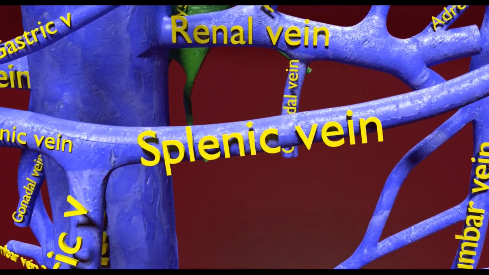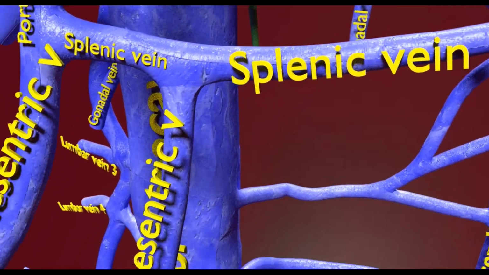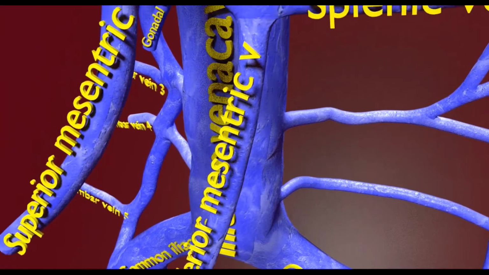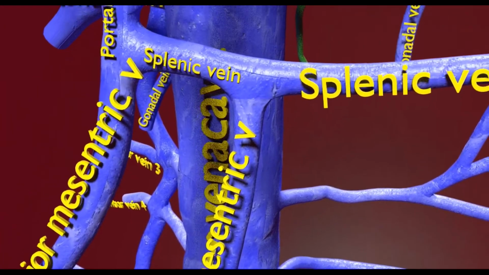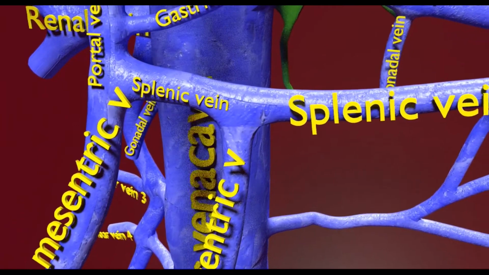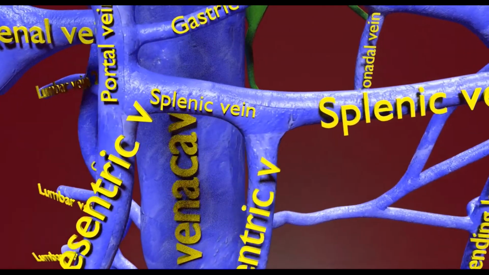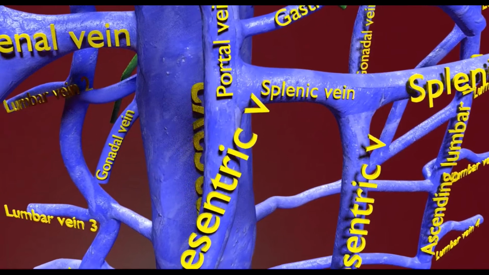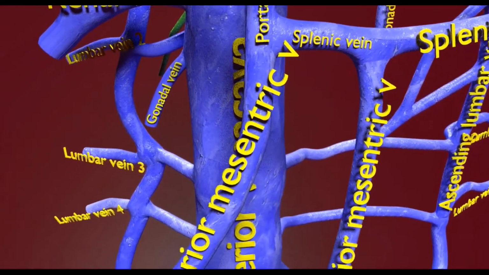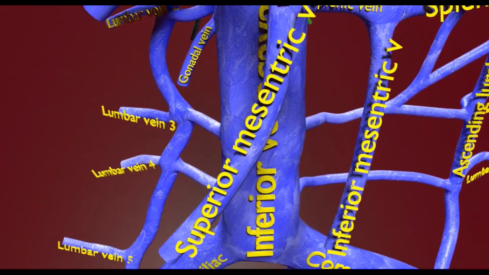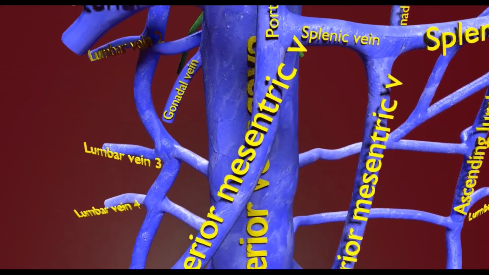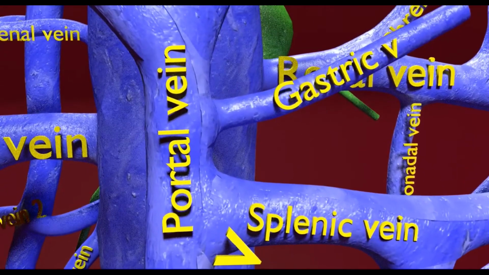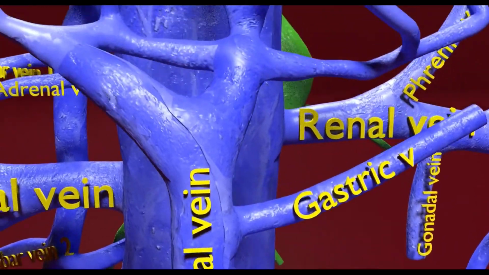Splenic vein and inferior mesenteric vein join to form the portal vein along with superior mesenteric vein. Inferior mesenteric vein drains blood from large intestine and terminates in the splenic vein, which goes on to form the portal vein with the superior mesenteric vein. The splenic vein then merges with superior mesenteric vein to form portal vein. Portal vein carries the blood from gastrointestinal tract, gallbladder, pancreas and spleen to the liver. Approximately 75% of total liver blood flow is through the portal vein.